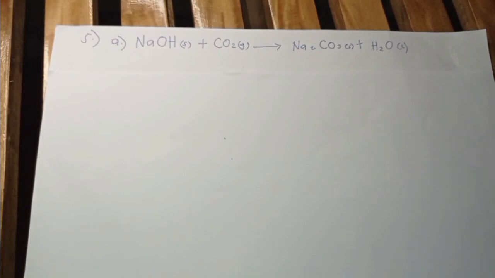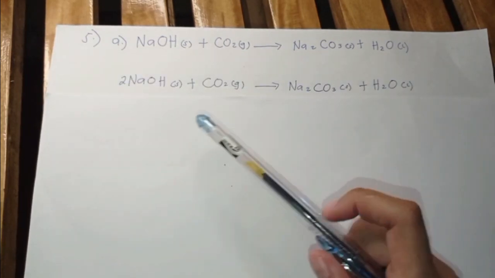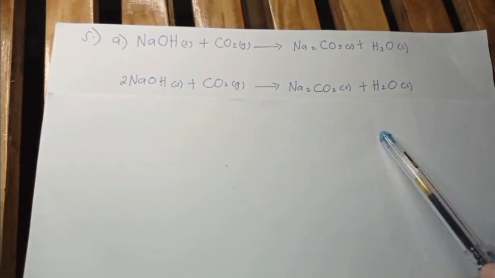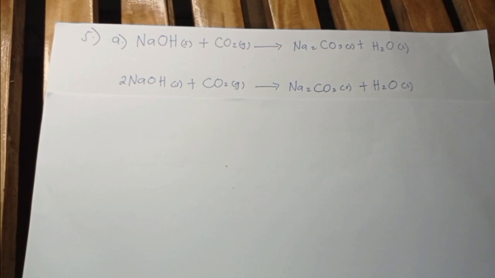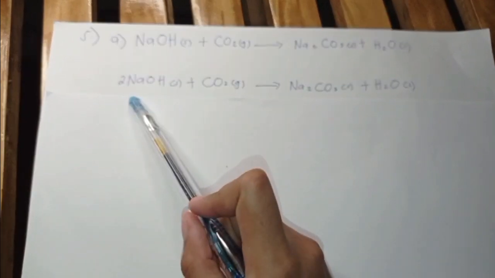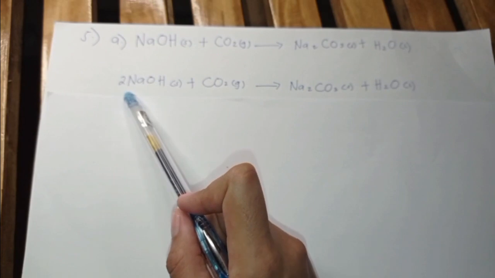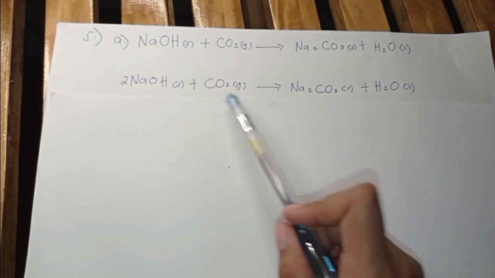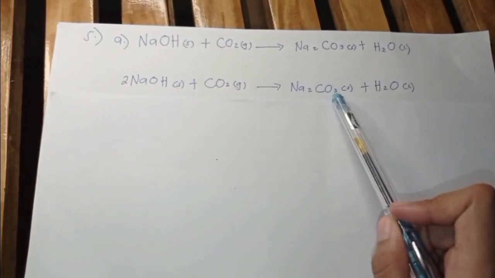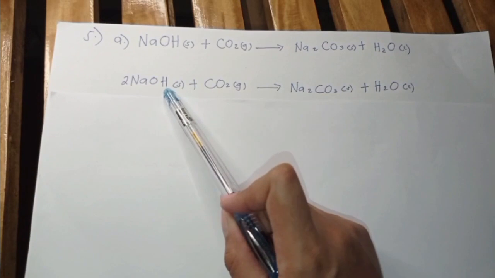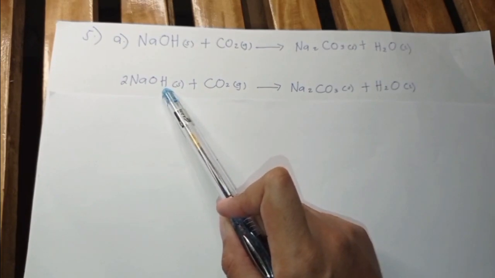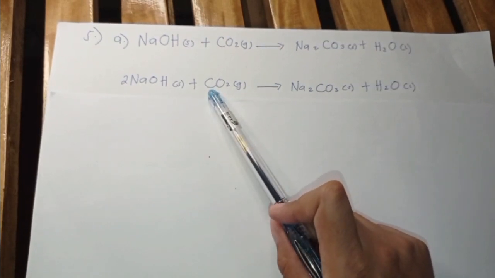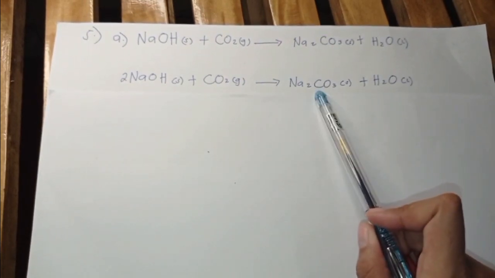So the balanced equation is this. We can observe that we just add 2 here so that our reactant will be balanced to our product. We have 2 moles of sodium here and 2 moles of sodium also there, 4 moles of oxygen and 4 moles of oxygen, 2 moles of hydrogen and 2 moles of hydrogen, 1 mole of carbon and 1 mole of carbon.